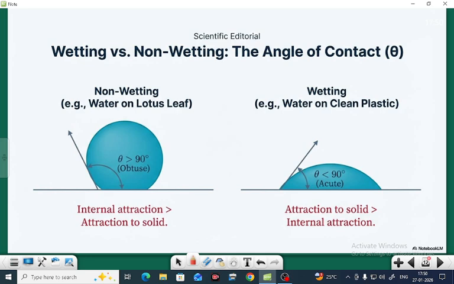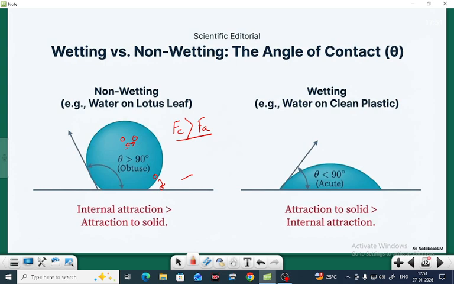Wetting versus non-wetting, the angle of contact. Here you see non-wetting water on a lotus leaf. Here theta is greater than 90 degrees. Here we find that the force of cohesion is greater than the force of adhesion. Cohesion means the attraction of molecules to similar molecules, that is mercury and mercury, right? And adhesion is the attraction between mercury and, say, a glass plate. So this is less, so the surface area will be less, and theta is greater than 90 degrees. So here it will not wet the object.